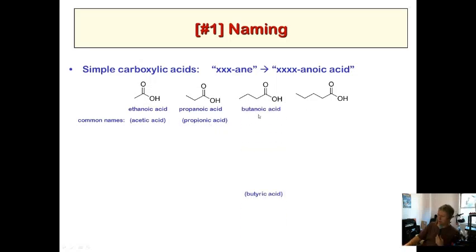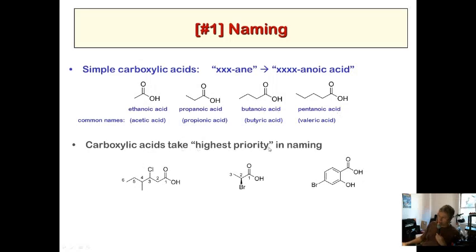Butanoic acid or butyric acid. So these are common names for these. I think the most common of these common names is acetic acid for this molecule. Pentanoic acid, 5 carbons. The common name of this one's weird. It's valeric acid. Generally, I'm not asking you to memorize common names, but these IUPAC names are pretty simple.